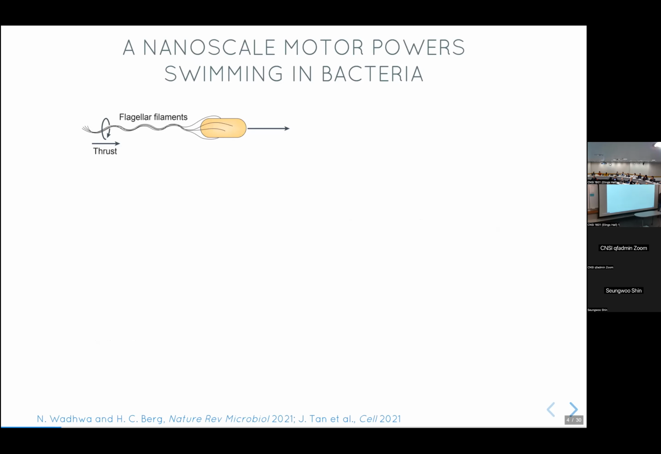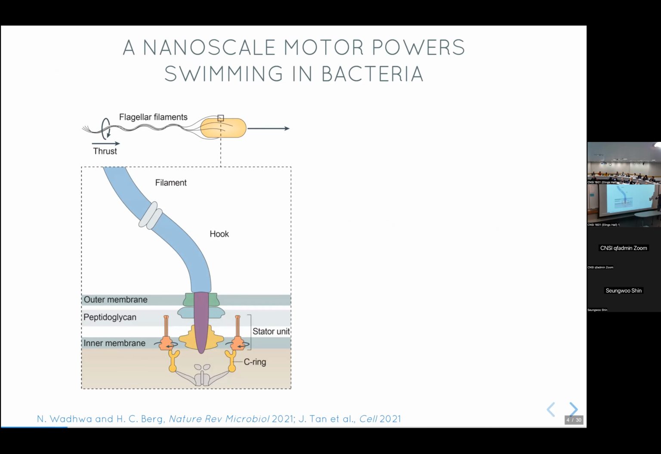And that's really one of the things that I'm really interested in. If you look at the base of one of these filaments, you would find this complex macromolecular machine that drives the rotation. So here is a cartoon, a much simplified picture of this machine. Out here is the filament, here is the hook that connects the filament and the basal body of the machine, and here is the machine.